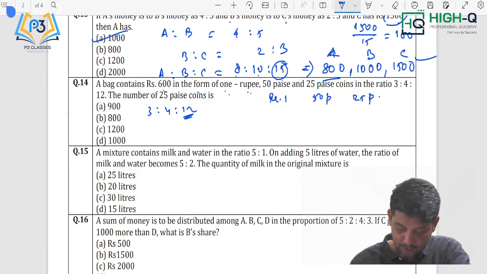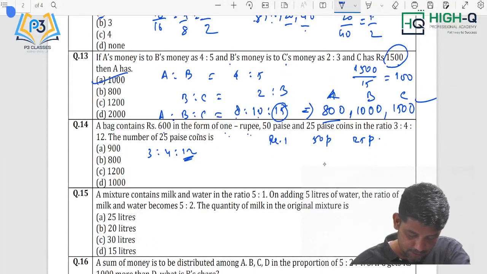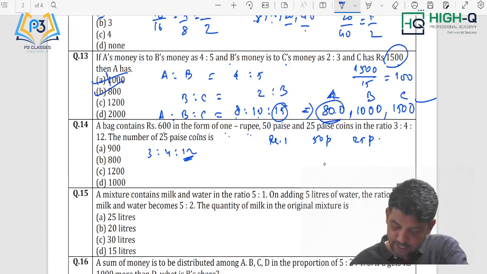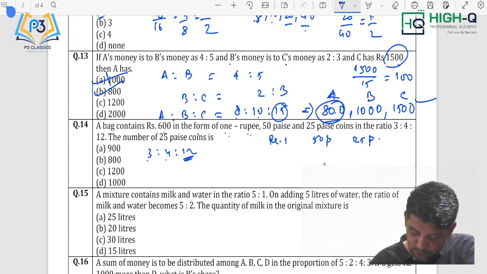Okay. Wait. A has na? A is 1000 only na? Oh, sorry. A has 800 rupees. B has 1000 rupees. Okay. Now come to this point. 3:4:12. Okay. So 25 paise coin ratio is this one, right?